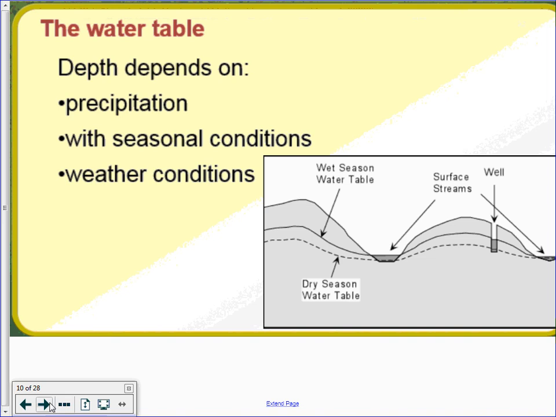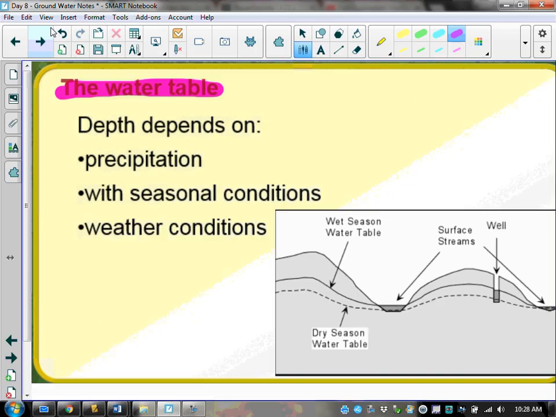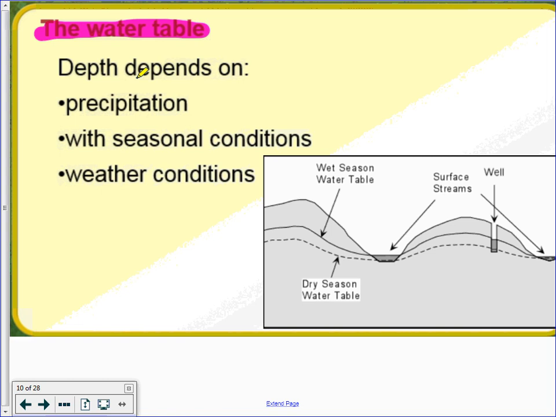Some other factors determine the level of the water table, so how deep it is. These are some things for those of you with wells. This is very applicable. There's probably at least 5 or 6 of you in here that have a well. The amount of precipitation has a lot to do with your well. Seasonal conditions, obviously the water table is going to drop in the summer because of the heat, and that kind of goes along with weather conditions.